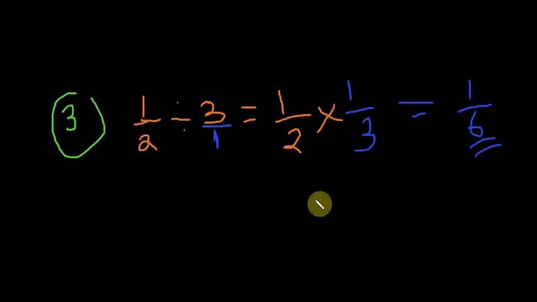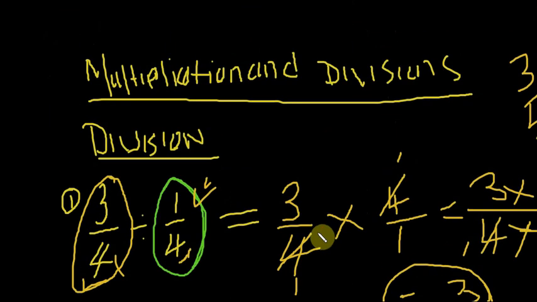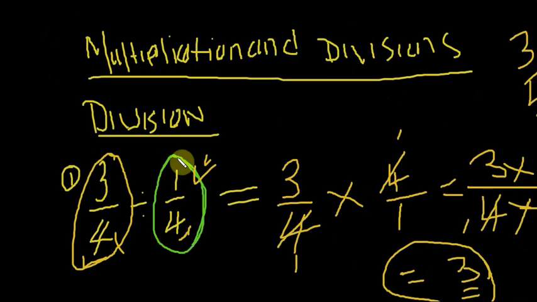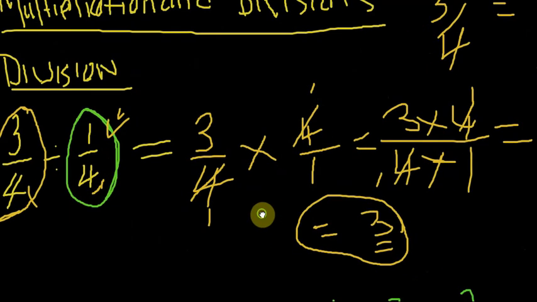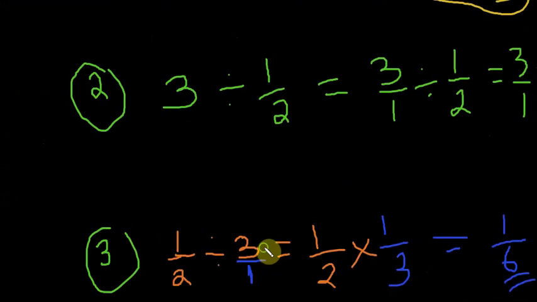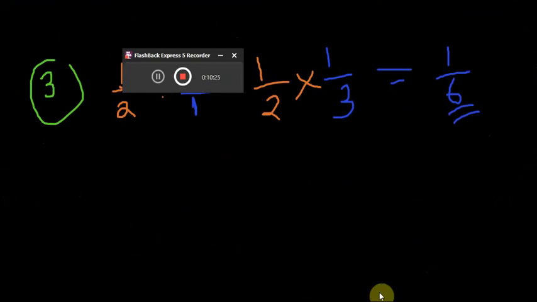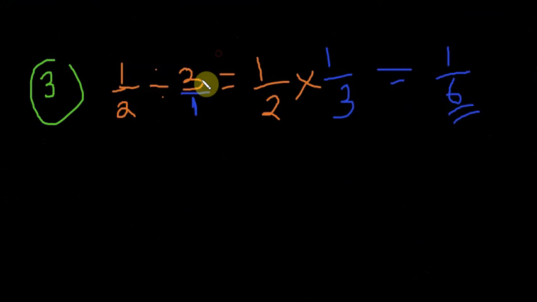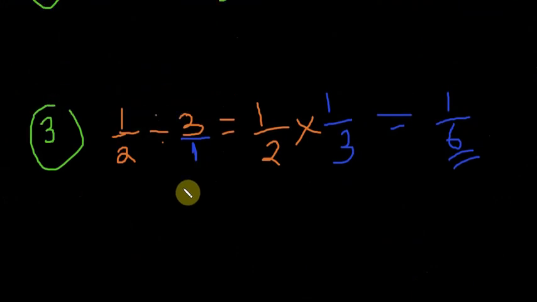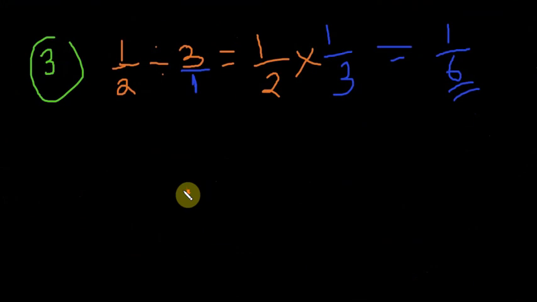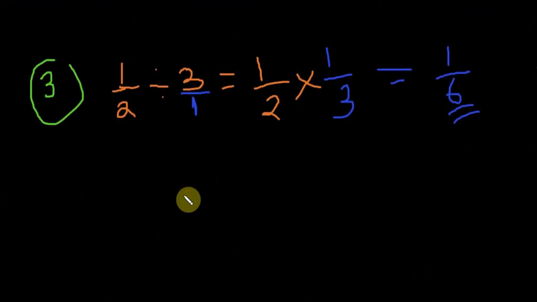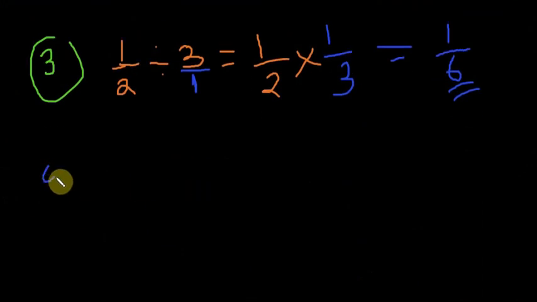Cool. Just like that, we have done division and multiplication. Actually, we're not doing anything. We're changing everything and then we multiply. So yeah, that is how you multiply fractions. That's how you divide fractions. Let's do one last example.